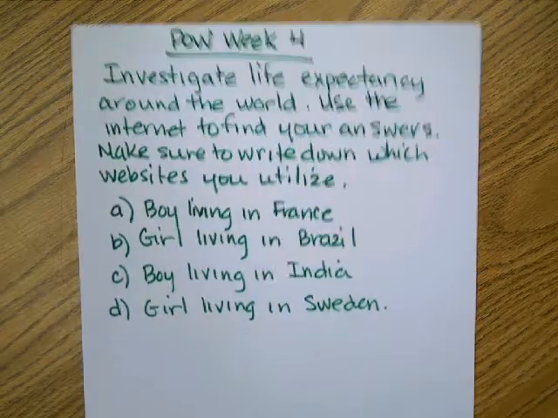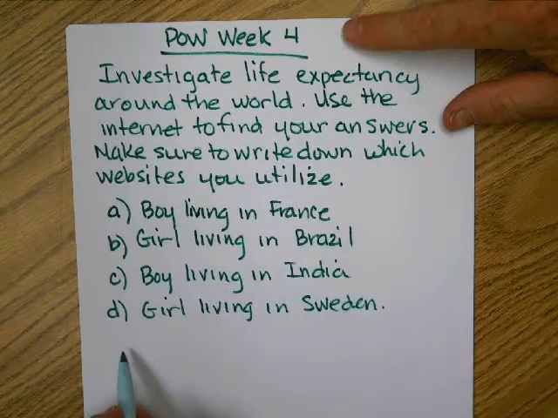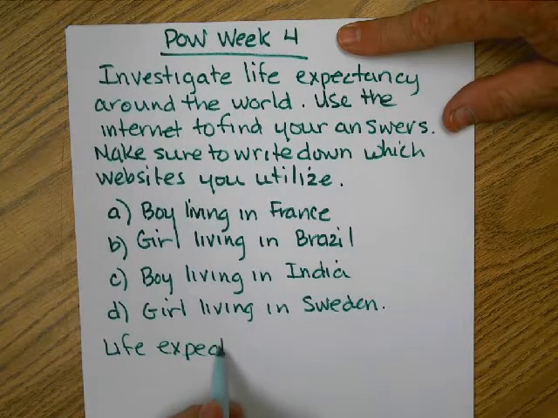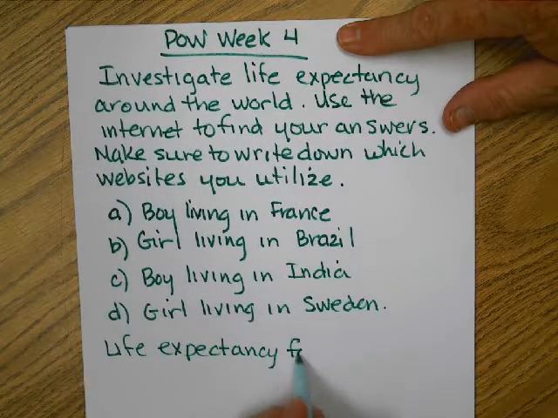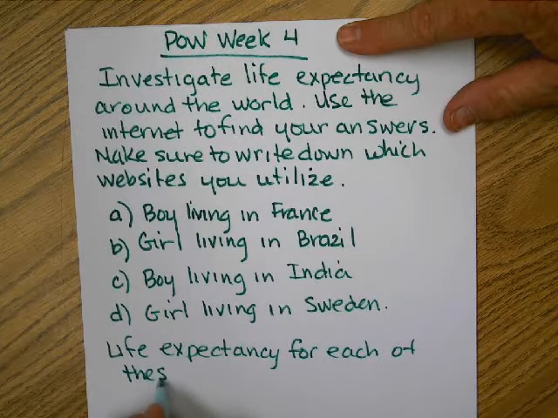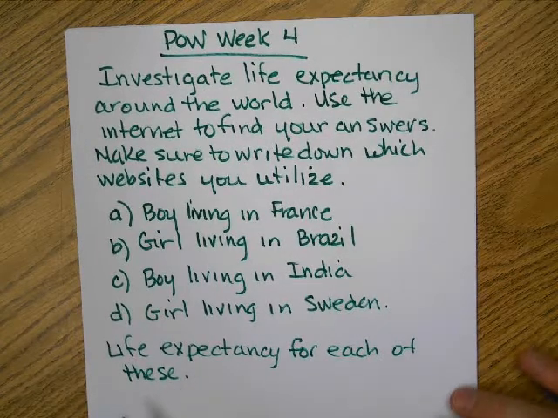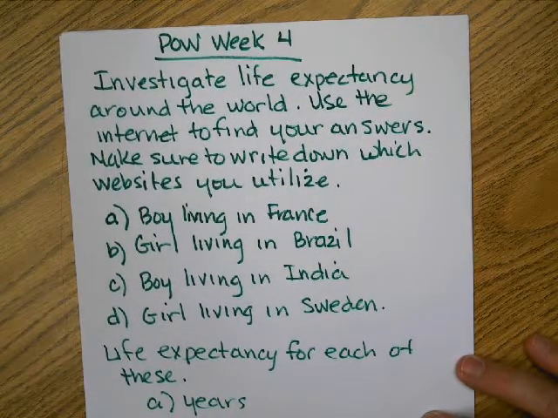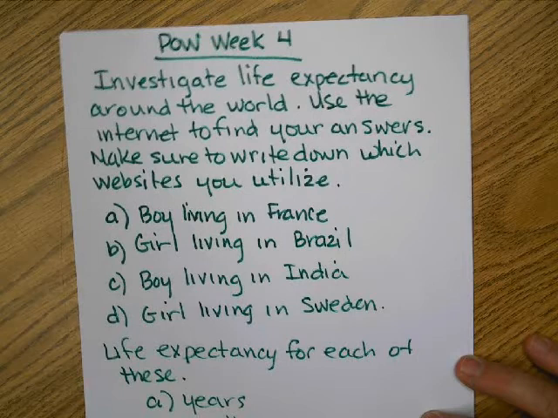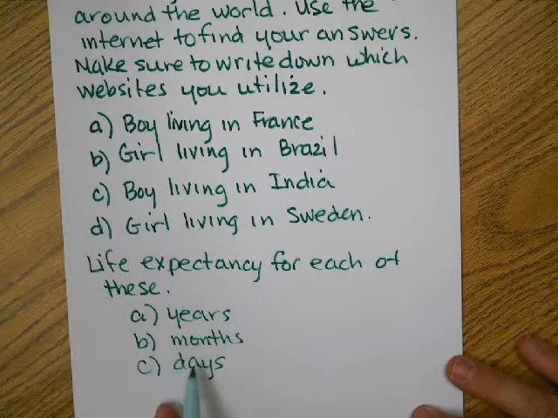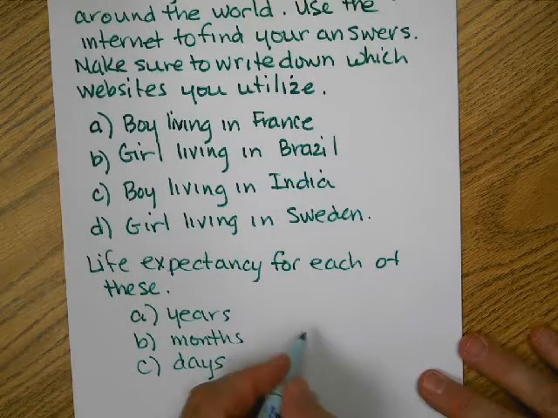Okay, so for each of these 4 people, I want you to find out their life expectancy. Let's do it in years. Let's find an answer in months. And of course, let's find the answer in days. Now, I really don't want you to use a calculator except for these calculations. And show where you used your calculator.